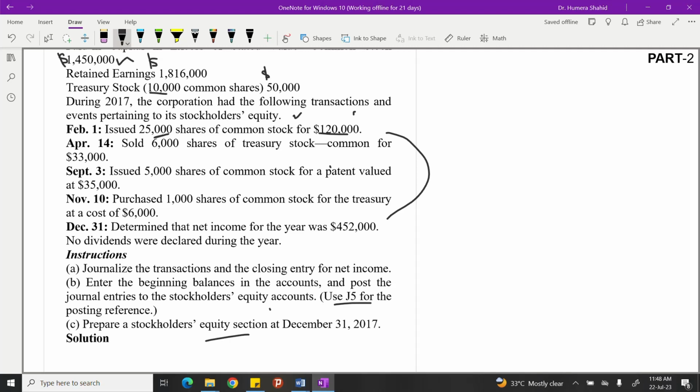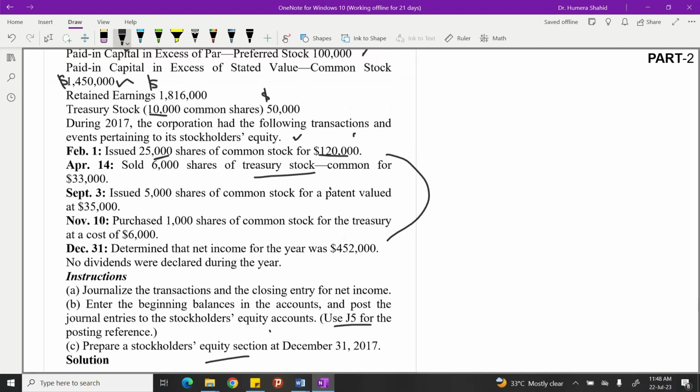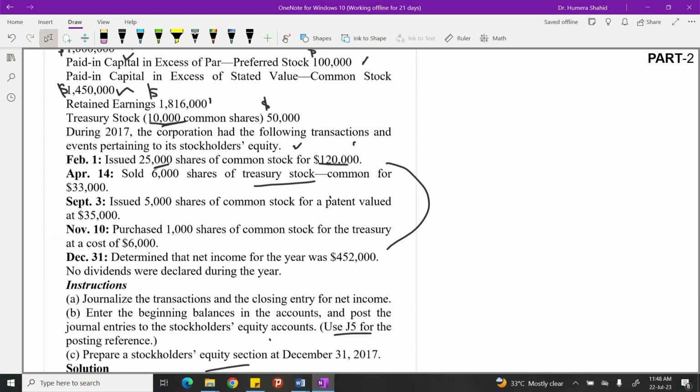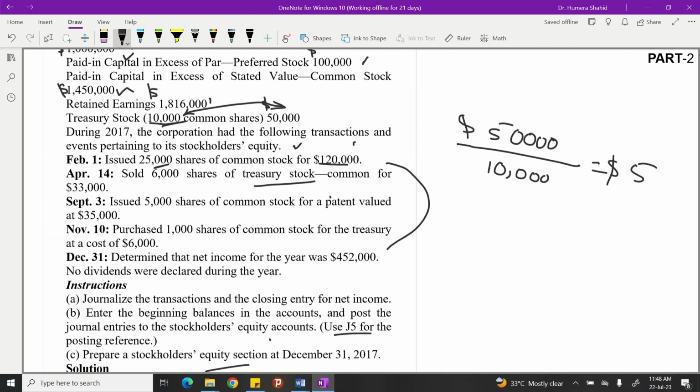Sold 6,000 shares of treasury stock. How much is treasury stock? 10,000. Now, students, treasury stock is debited with its cost, right? So if 50,000 is the full value, and there are 10,000 shares, then the per share cost is $5. You are selling the treasury stock for 33,000. So 6,000 shares out of 10,000 you are selling. Then why did I calculate this cost? Because the treasury stock will be credited with its cost, right?